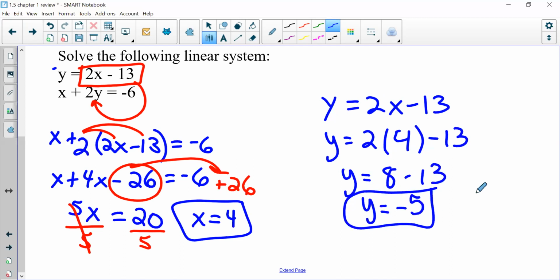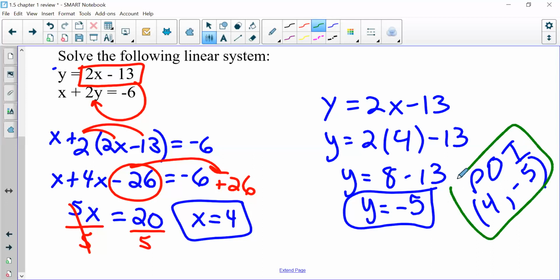Somebody asked me at the very beginning about therefore statements. Basically, your POI is your therefore statement. So just put it together as a point, x and then y, and you're good. But I highly recommend, what did we say, Patrick?